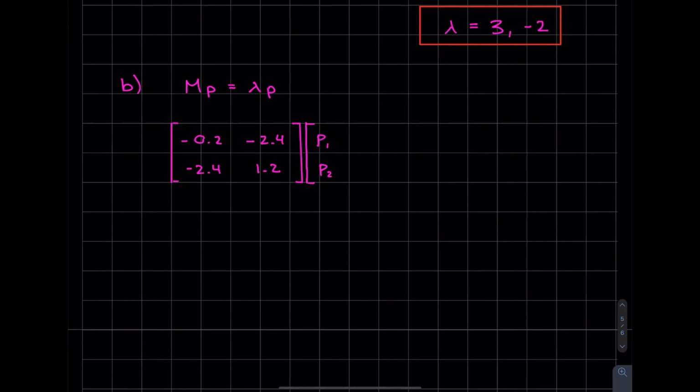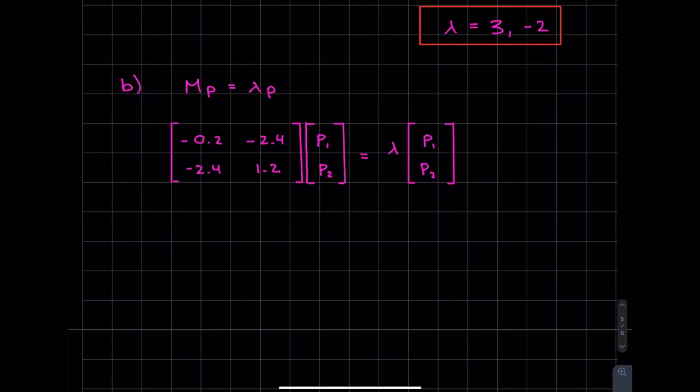I'm going to finish this off. You guys are going to be real sick of me drawing these square brackets by the end of the day. This is going to be equal to lambda, and we have two values of lambda. So I'm just going to keep it as lambda for now, and you guys can switch it around if you want. So lambda here, and then I'm going to have P1 and P2. So just like that.